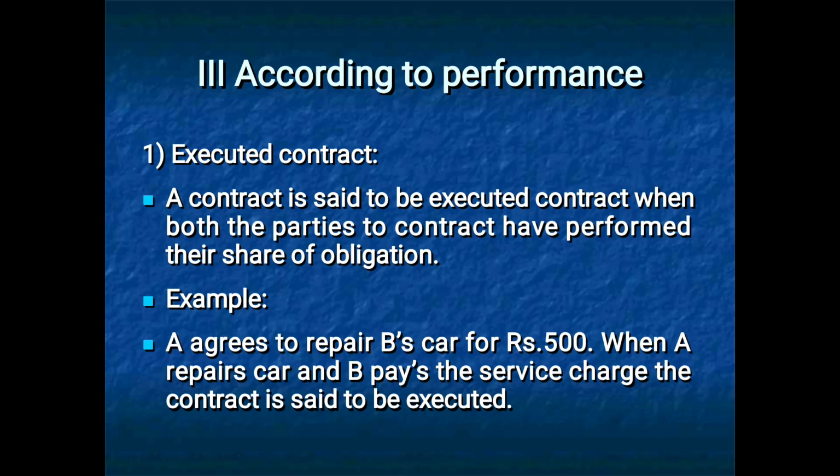So the first thing is executed contract. It is a contract where both the parties of a contract completed their performance. That is, they fulfilled their obligation. For example, rendering repairing services of Mr. A's car by Mr. B. Mr. B repairs the car. In turn, Mr. A pays the repairing charges. Here, both the parties completed their obligation. So, if the parties completed their full work or they entirely completed the obligations of a contract, then the contract is said to be an executed contract.